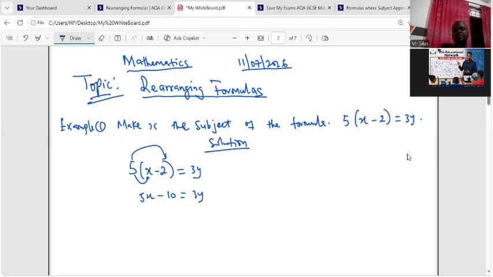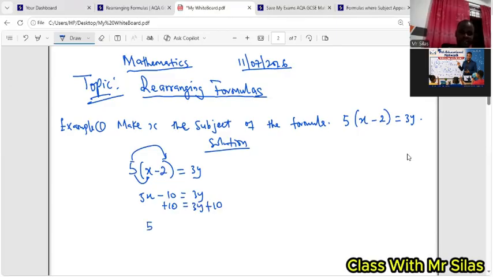So making x the subject simply means you want x to be alone. The equation should be x equal to something. So x shouldn't be with any number; it shouldn't have any coefficient that is not 1. The next thing you're going to do is remove the 10 here. What do you do to remove 10? You have to add 10. You add 10 here and also add 10 to the other side. So 3y plus 10, and 5x will remain.